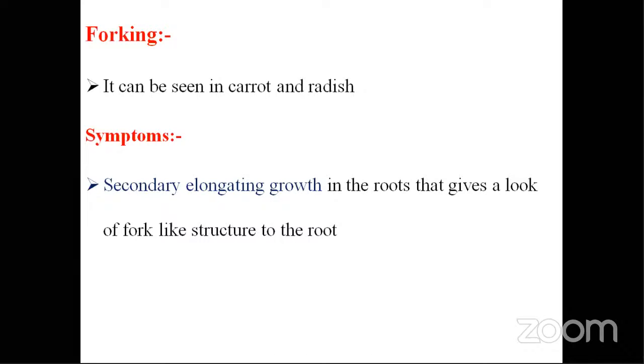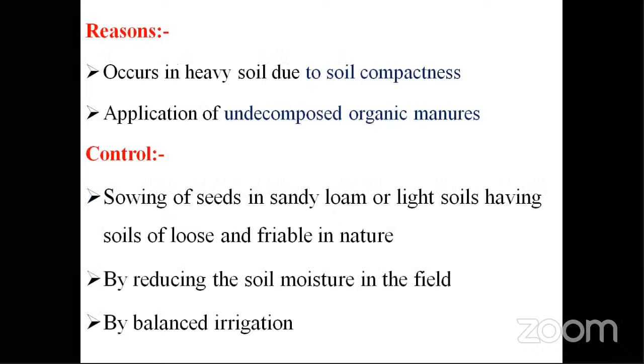Forking is the formation of doubles. The name itself says forking, meaning it has formed more than two roots. It can be seen in carrot and radish, but you do not see it in beetroot and turnip. That is the genetic character of carrot and radish. The symptoms are secondary elongation of the growth, and we all know how that comes.